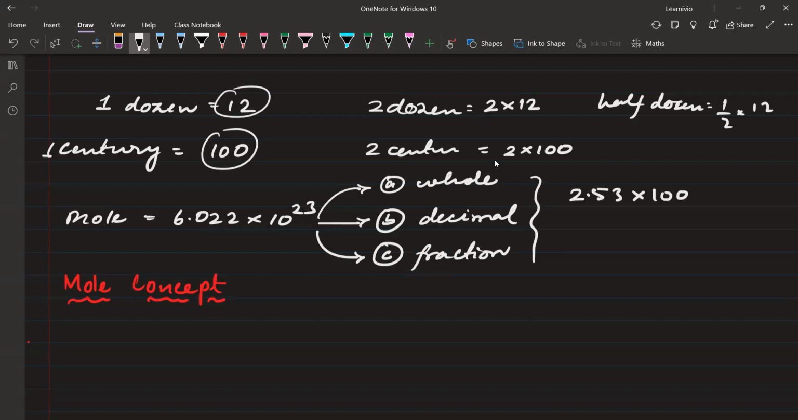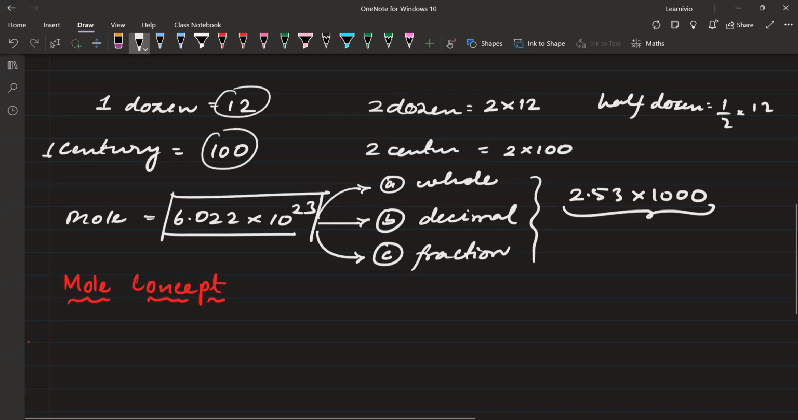2.53 into 1000. What is this number? Decimal. Multiply this number, what will you get? It's a whole number, sir. Whole number. So I hope now it makes sense that this is also a whole number, right? Because you have to shift the decimal point 23 times. So after 6, it will be 6022, and there will be 20 zeros.